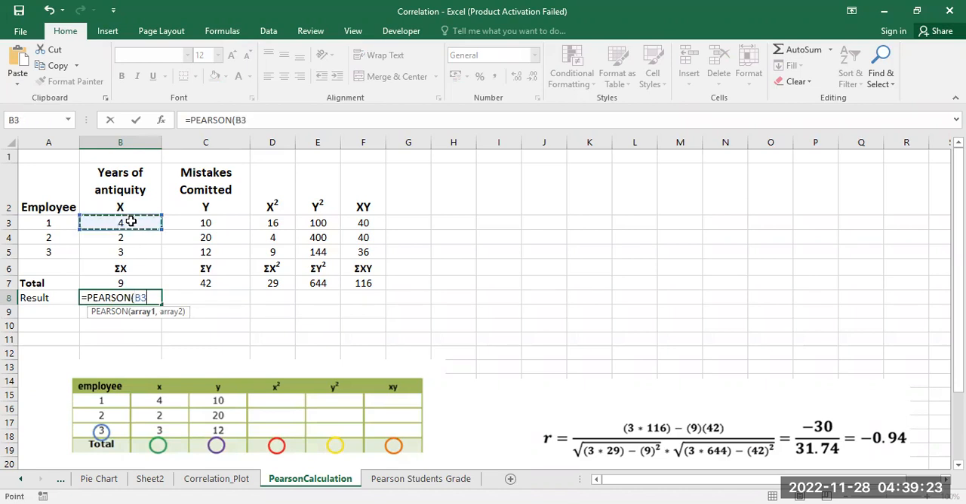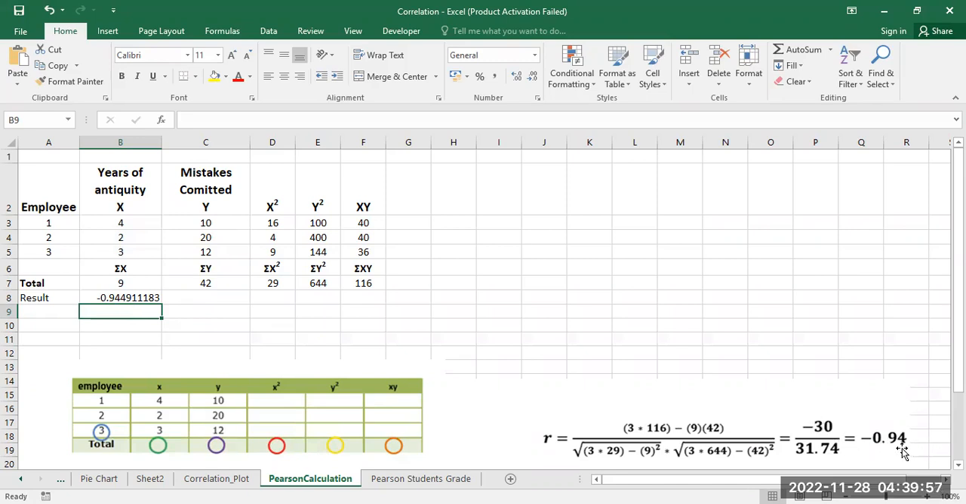So I'm going to click from 4 to 3, and then I put a comma, and then input the second array, which is the number of mistakes or errors committed. So I will click from 10 to 12, and then of course I close my bracket. And the moment I press my enter key, Excel automatically returns the Pearson R for me, and here, as you can see, it has given me the answer of minus 0.9449, which is exactly the same thing as this.